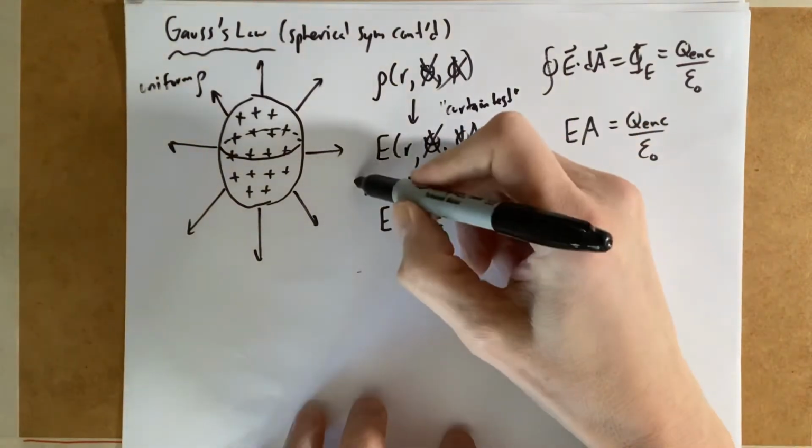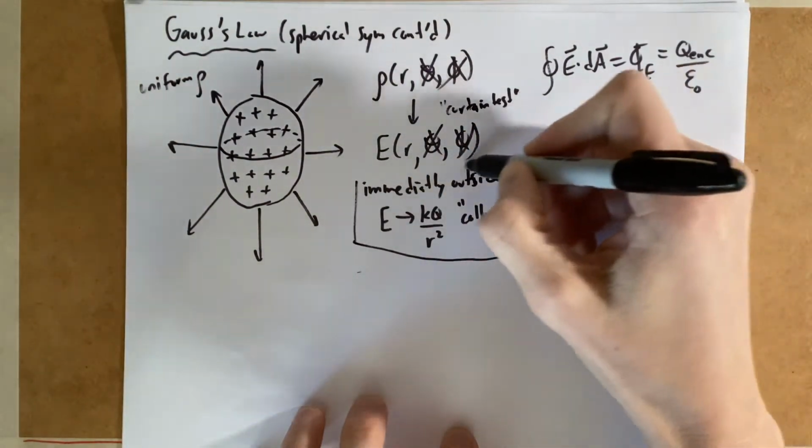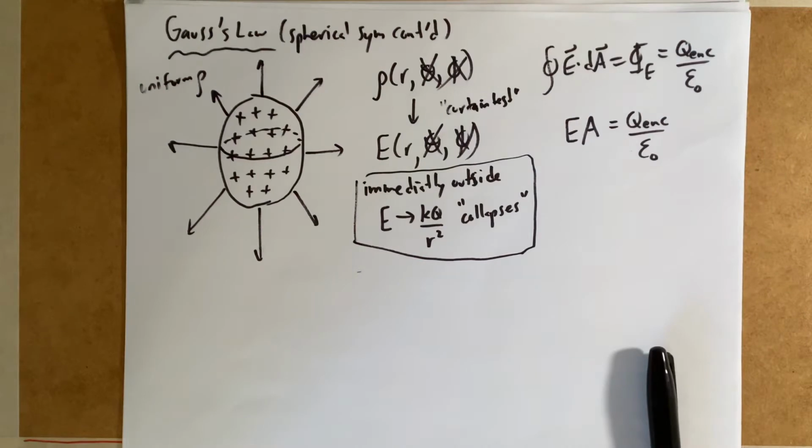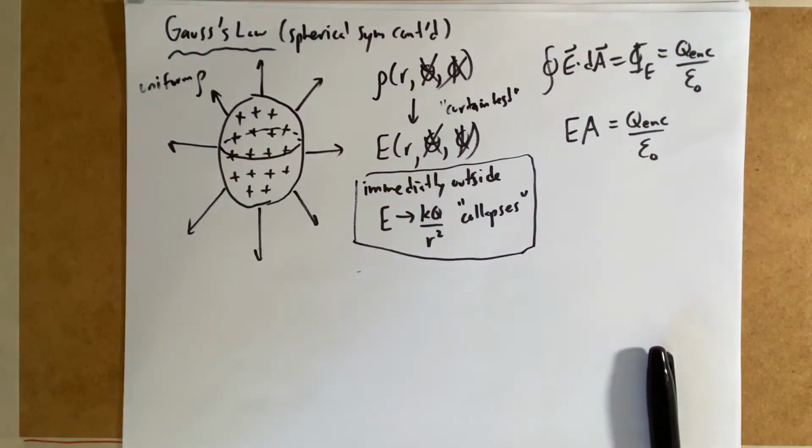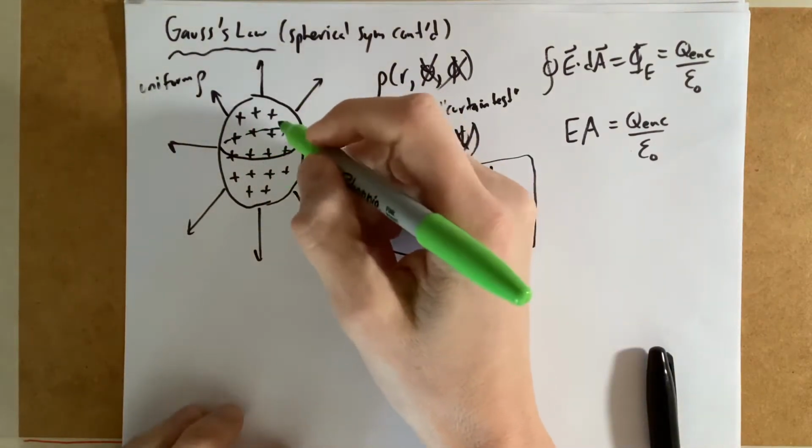I do want to remind you that we've already learned from those same symmetry arguments that the moment you get outside of that charge density, the electric field immediately, not eventually when you get far away, but immediately, quote unquote, collapses right into that of a point charge. That'll make our lives a lot easier. So I'm going to find the electric field everywhere, inside and outside. I'm going to find the voltage everywhere, inside and outside, and that's the goal here.